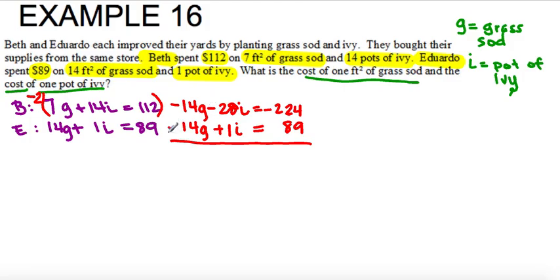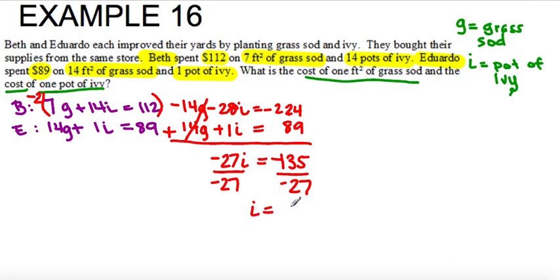Alright, and then we add the two equations together. So I have -14g plus 14g cancels out. -28i plus 1i is -27i equals, and I have -224 plus 89, which comes out to -135. I have to get I by itself, so I divide both sides by -27. So I equals $5 as the cost of pot of ivy.